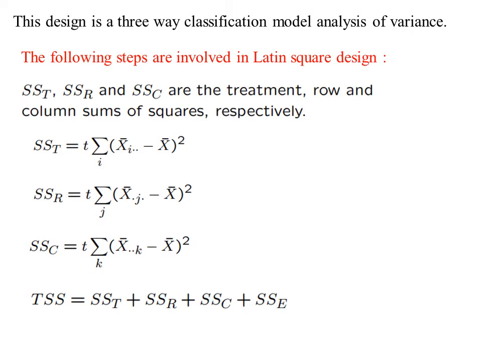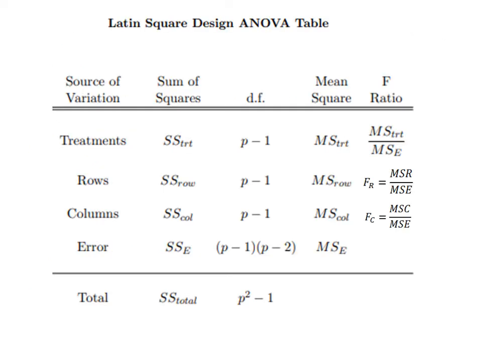The SST formula is T into summation of xi bar minus x bar, the whole square. SSR is equal to T summation of xj bar minus x bar, the whole square, and SSC is equal to T summation of x k bar minus x bar, the whole square. So TSS is equal to SST plus SSR plus SSC plus SSE. We don't know what the error term SSE is here; later I will find it out.